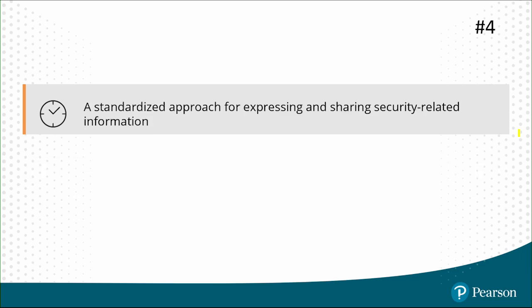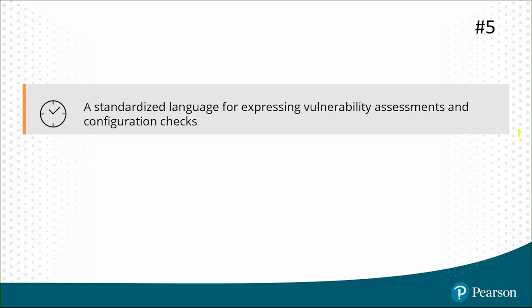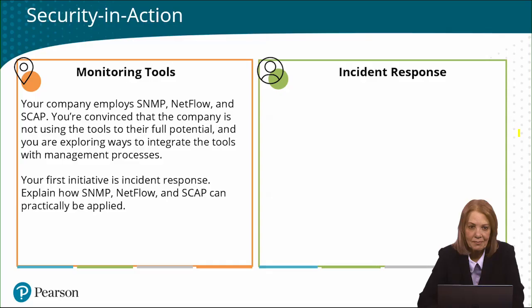Number 4, a standardized approach for expressing and sharing security-related information. 1, 2, 3. And that's Security Content Automation Protocol, or SCAP. And lastly, number 5, a standardized language for expressing vulnerability assessments and configuration checks. 1, 2, 3. And that was OVAL, the Open Vulnerability and Assessment Language.